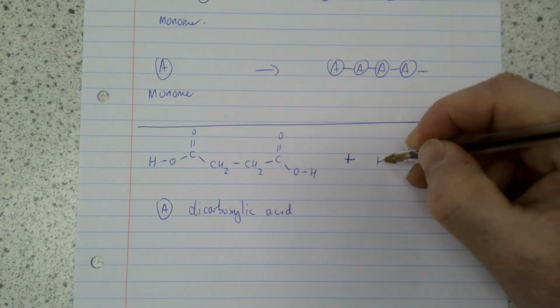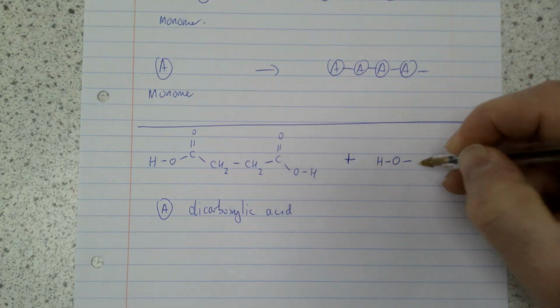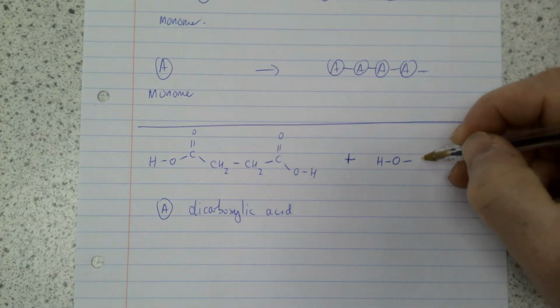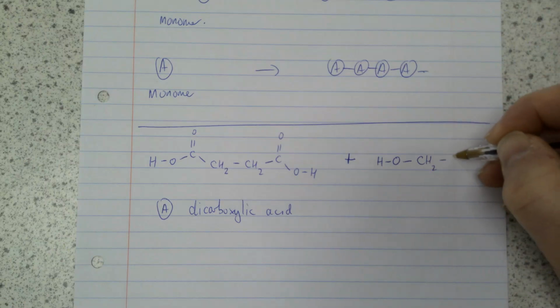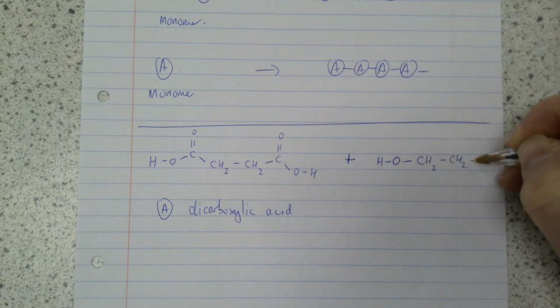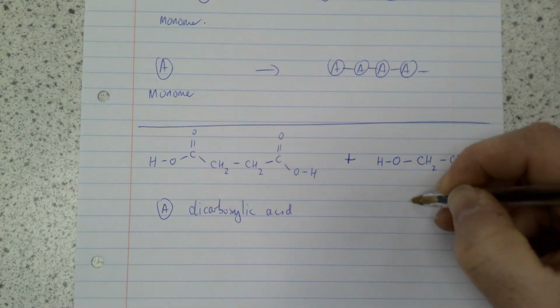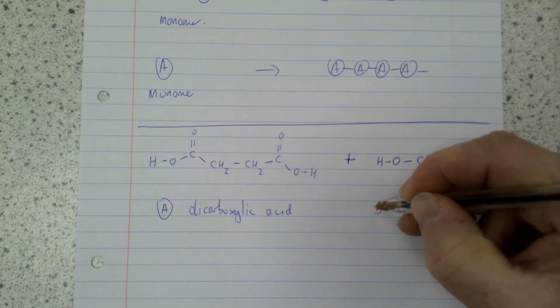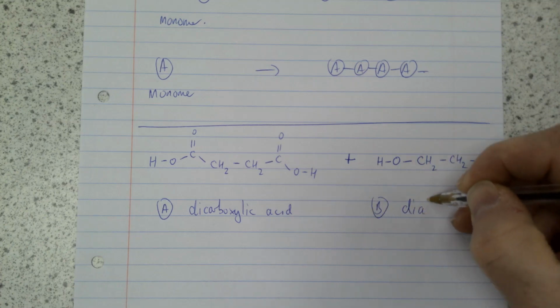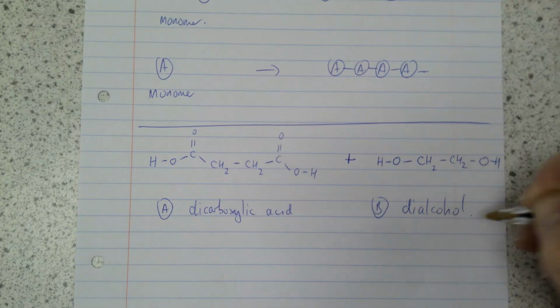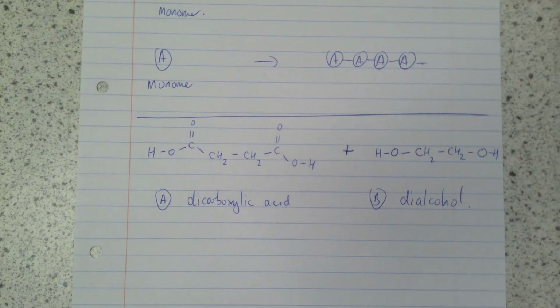But instead of any old alcohol, how about we use a di-alcohol? An alcohol with an OH at both ends. So I'll use that one. This is monomer B, which is a di-alcohol. It's got a name, but we don't need to worry about the name of it.